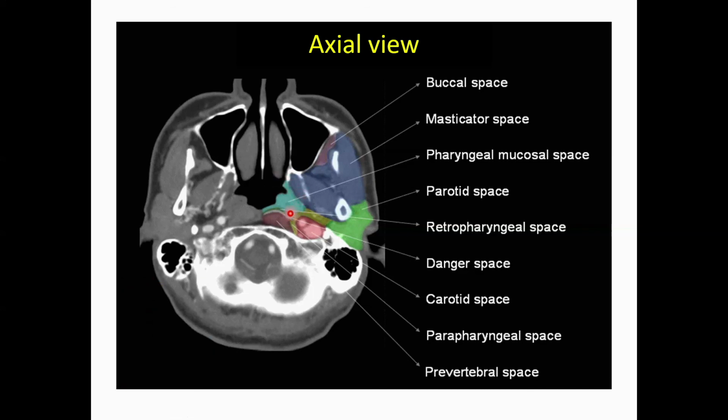So we need to know that this is the pharyngeal mucosal space. This is the pharyngeal mucosal space. Okay, if any tumor which is confined to the pharyngeal mucosal space, then it becomes a T1.